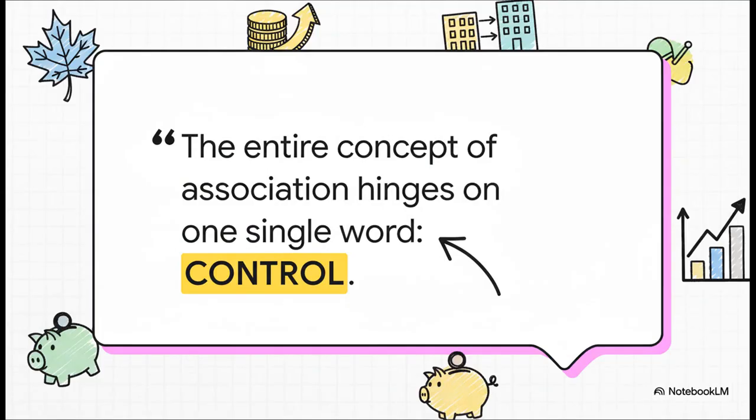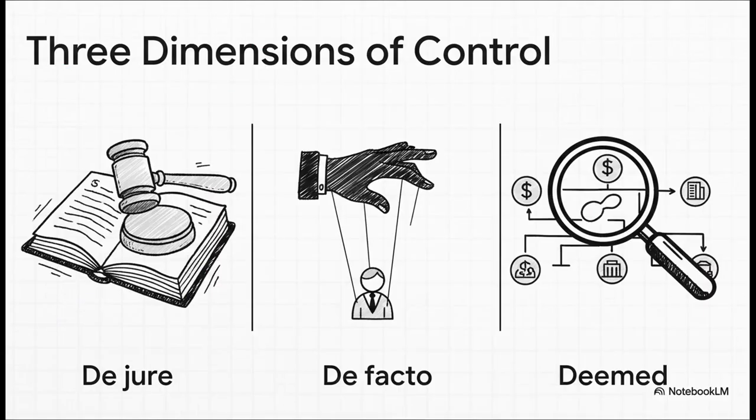So, here is the absolute crucial point. This entire rulebook, this whole framework, it all hinges on one single word: control. I'm telling you, if you can truly understand what the CRA means by control, you can master this entire topic. It is the absolute key to everything. You see, the definition of control is intentionally broad. It's designed to catch a huge variety of business structures.